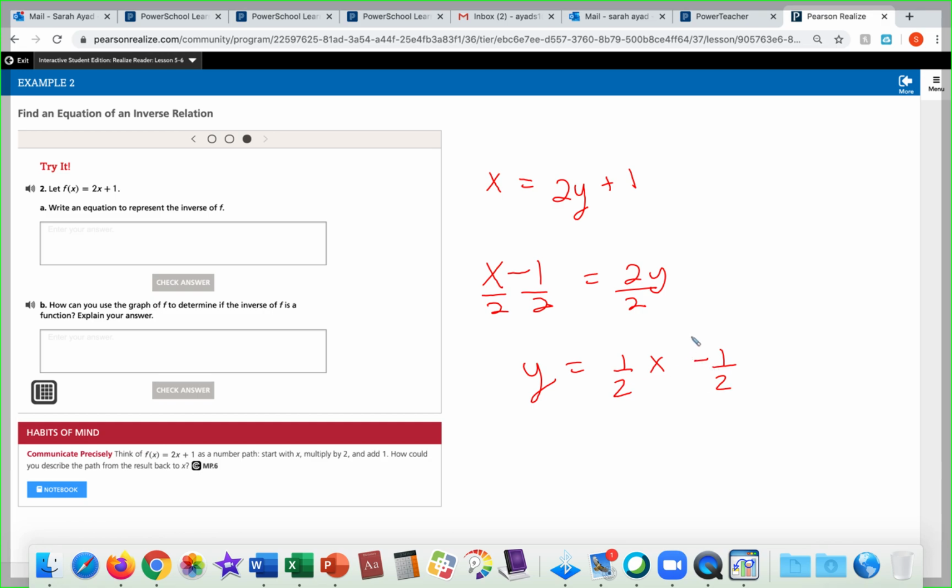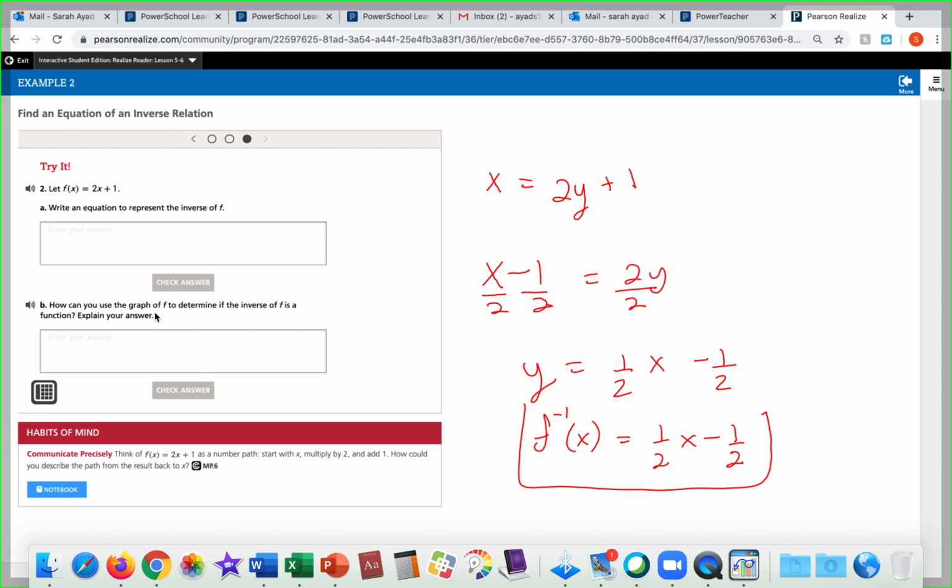You could also have written it as x minus 1 all over 2, right? That's the same thing. Finally, I'm going to use function notation. F to the negative 1 of x is equal to 1/2 x minus 1/2 to say that this is the inverse function of 2x plus 1.